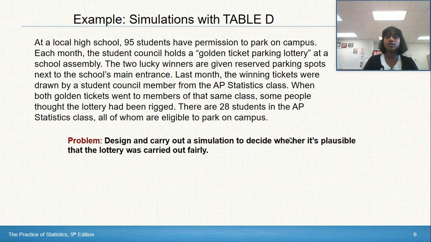So at a local high school, 95 students have permission to park on campus. Each month, the student council holds a golden ticket parking lottery at a school assembly. The 2 lucky winners are given reserved parking spots next to the school's main entrance. Last month, the winning tickets were drawn by a student council member from the AP Statistics class. When both golden tickets went to members of the same class, some people thought the lottery had been rigged. There are 28 students in your AP Statistics class, all of whom are eligible to park on campus. So, design and carry out a simulation to decide whether it's plausible that the lottery was carried out fairly.